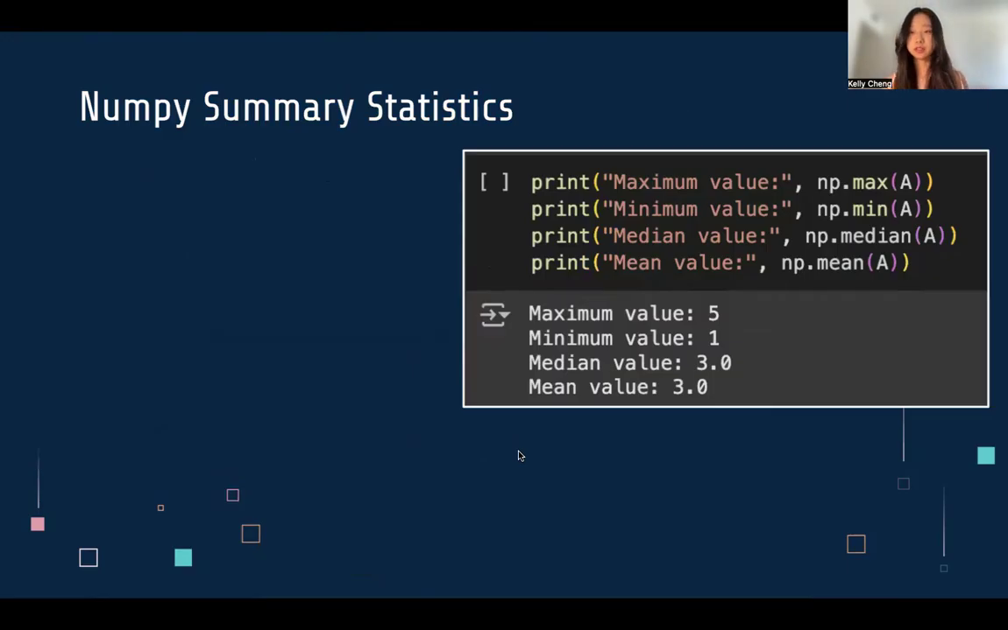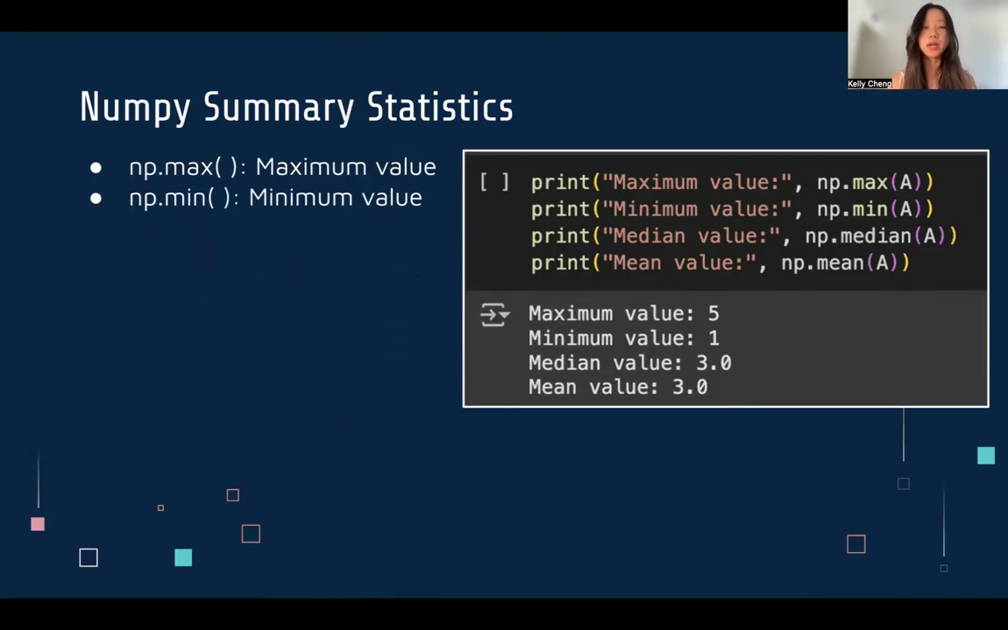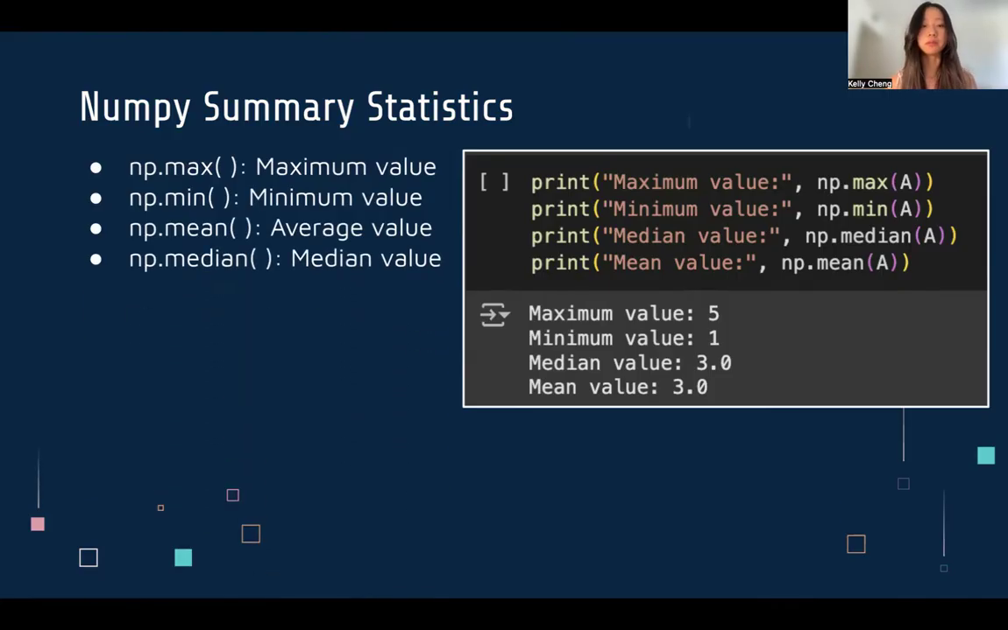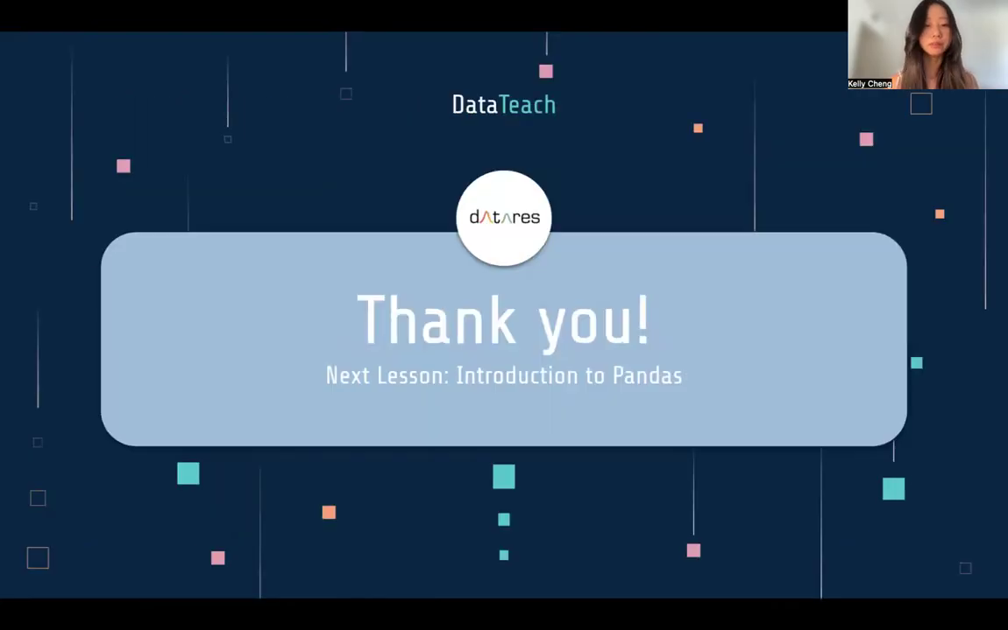Using NumPy, we can also produce summary statistics. First we have np.max, which will produce the maximum value within an array, and np.min, which will give you the minimum value. And then we have np.mean, which gives you the average of the array, and we have np.median, which is the median value.